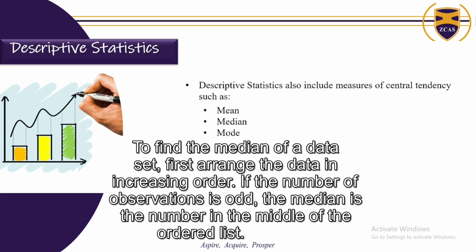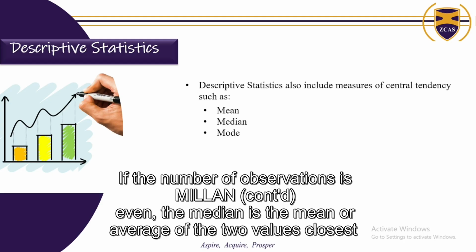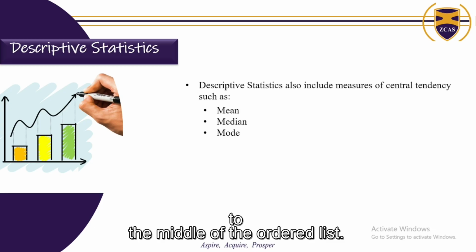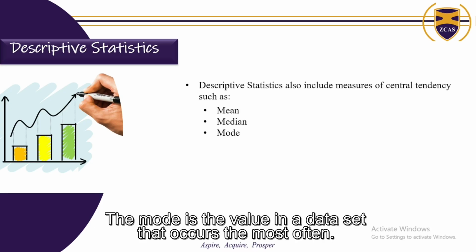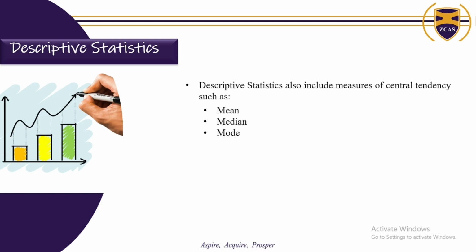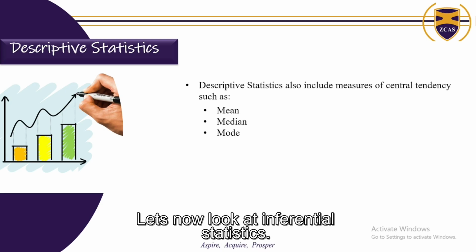To find the median of a dataset, first arrange the data in increasing order. If the number of observations is odd, the median is the number in the middle of the ordered list. If the number of observations is even, the median is the mean or average of the two values closest to the middle of the ordered list. The mode is the value in a dataset that occurs the most often. Let's now look at inferential statistics.